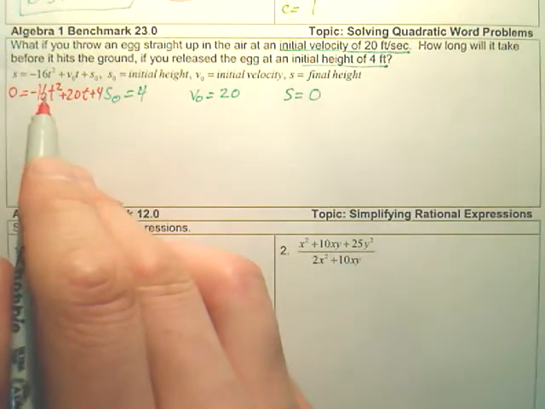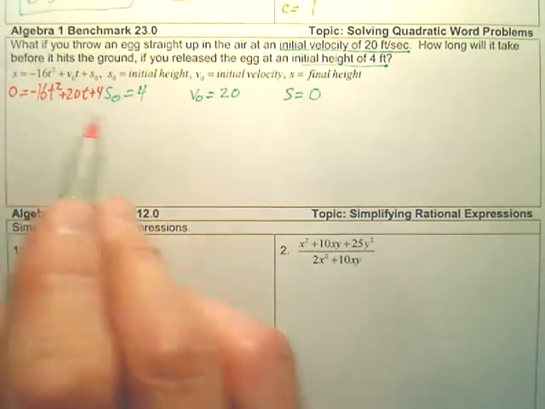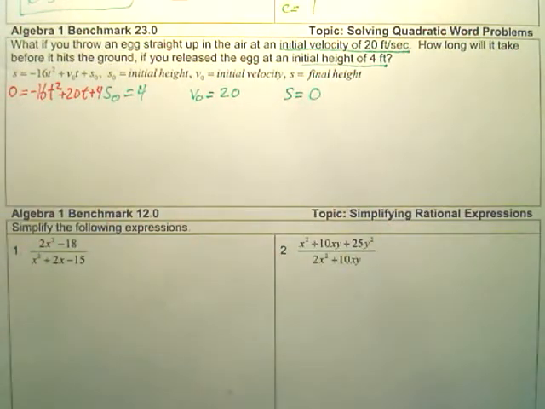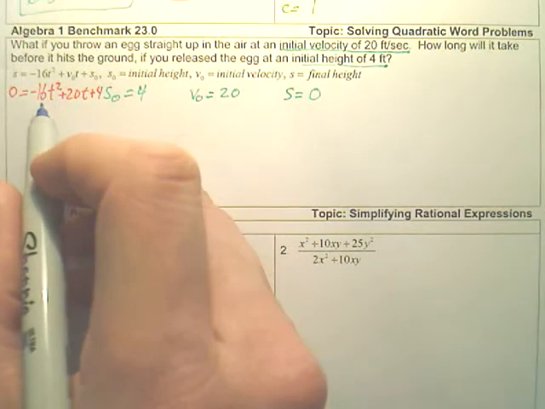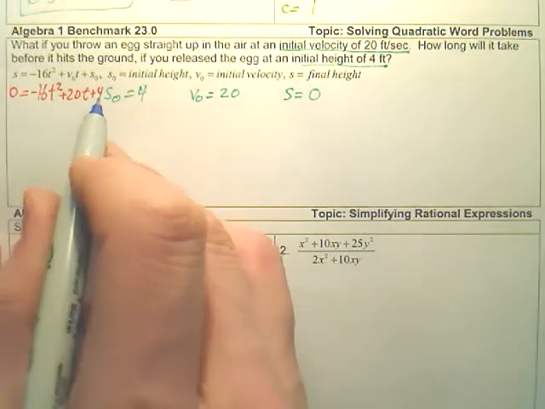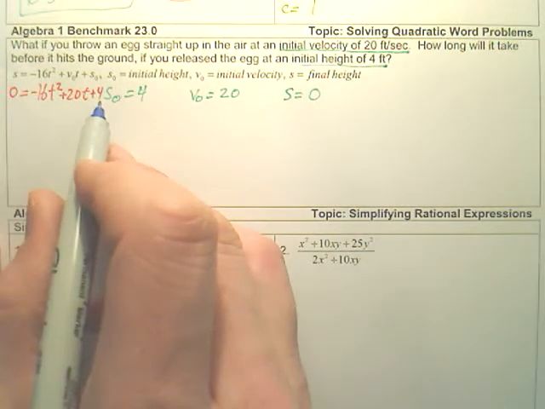Can I solve for t to find how long it would take for this egg to hit the ground, plugging all these values in? Yes, you could actually find this out. How do you solve it? Well, you have to solve this particular problem. And here's how you solve it. You either use quadratic formula or factoring.